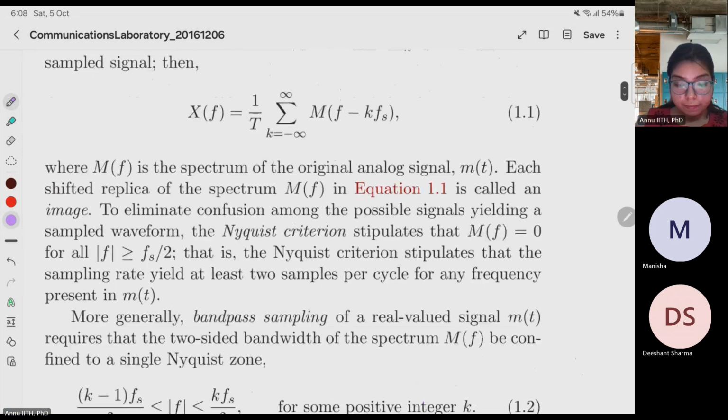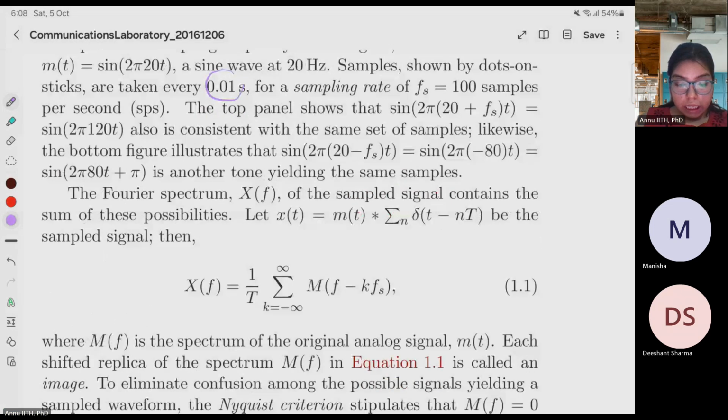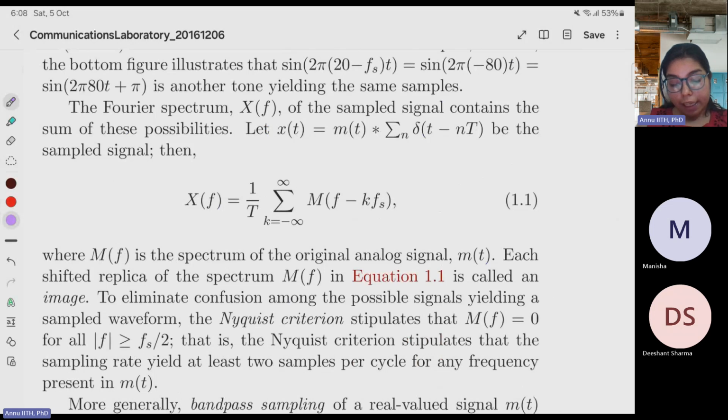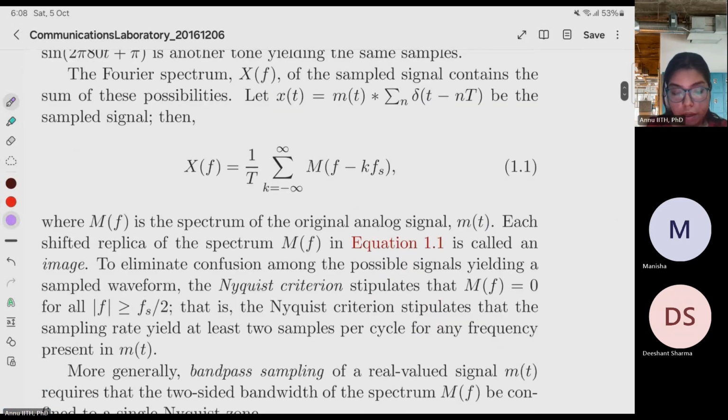So what does it show? The Fourier spectrum X(f) of the sampled signal contains the sum of these possibilities. So x(t) equals m(t) convolved with the sum of delta(t minus nT), the sampling signal. Sampling is nothing but multiplication with the delta train in time, which in the frequency domain is a convolution. This is what is shown. M(f) is the spectrum of the original signal m(t), and each shifted replica of the spectrum M(f) in equation 1.1 is called an image. So remember this.